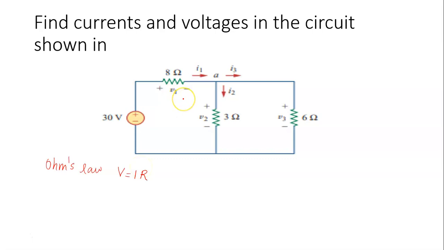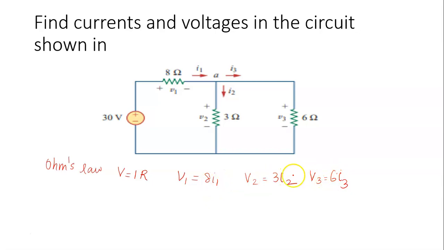The voltage across this resistor is given as V1, which can be written as V1 is equal to the resistance value, 8 ohm, and the current flowing through this resistor is I1. So it is written as 8I1. And the voltage across this 3 ohm resistor is given as V2, which can be written as V2 is equal to 3 into the current flowing through this resistor, I2. So 3I2. And the voltage across the 6 ohm resistor can be written as V3 is equal to 6 into the current flowing through this resistor, I3. So 6I3.